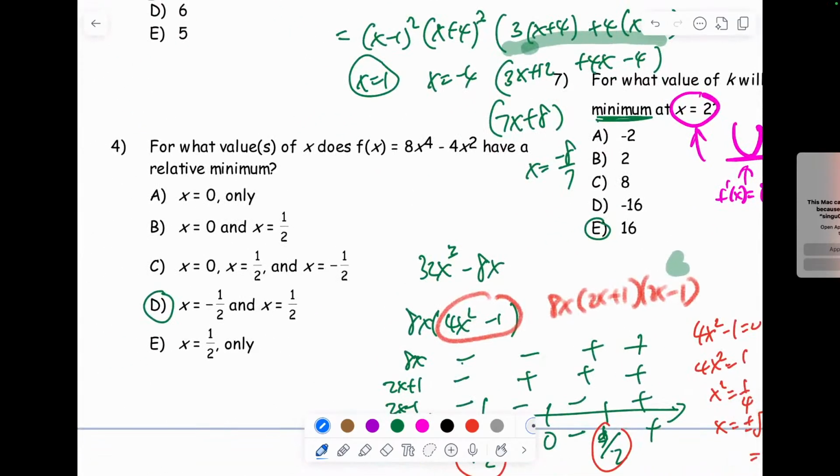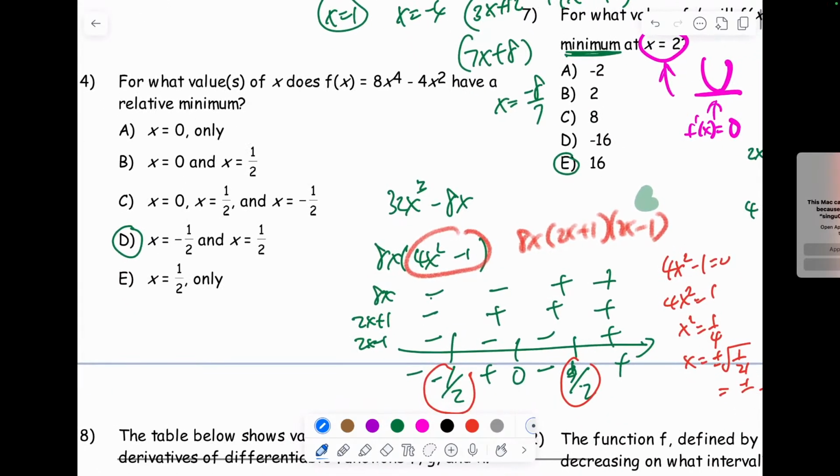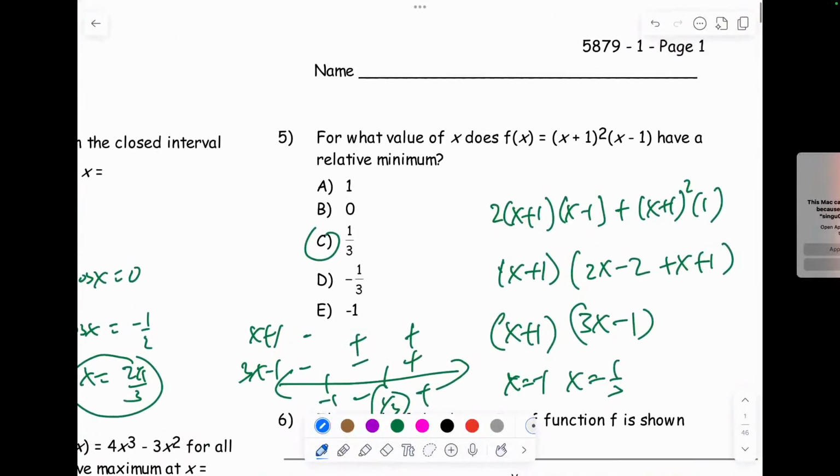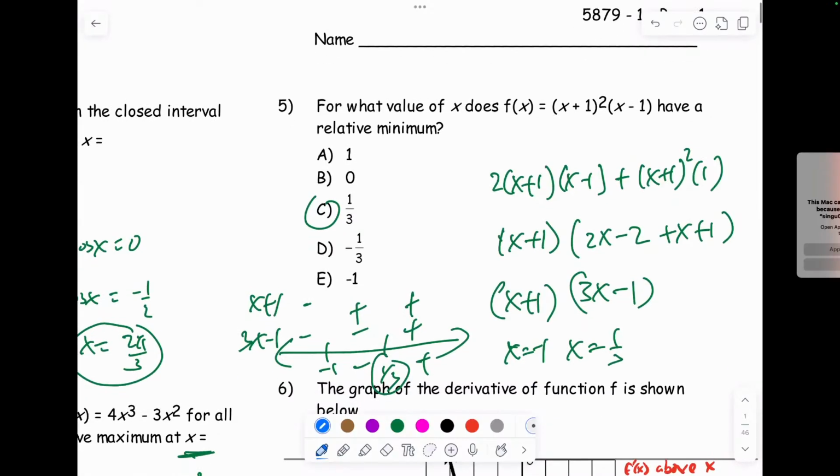Number 7. If you take a derivative, I'm going to get plus, minus, plus, minus. So hopefully you do the number line correctly. It's going to look like this. Relative minimum. Again, this requires product rule and chain rule. And if you factor out the x plus 1, you will get x equal to 1/3. If you do it correctly, it should be C.